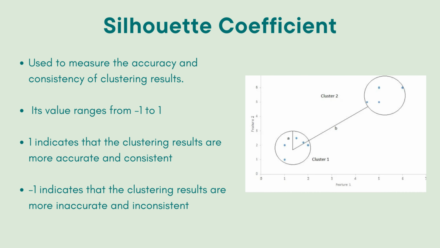Next is the silhouette coefficient method, which can be used to measure the accuracy and consistency of clustering result. The value range of silhouette coefficient is between -1 and 1. The closer to 1, the more accurate and consistent the clustering results are. And the closer to -1, the less accurate and inconsistent the clustering results are. We can try different k values and calculate their corresponding silhouette coefficient. And then choose the k value with the highest silhouette coefficient as the best k value.